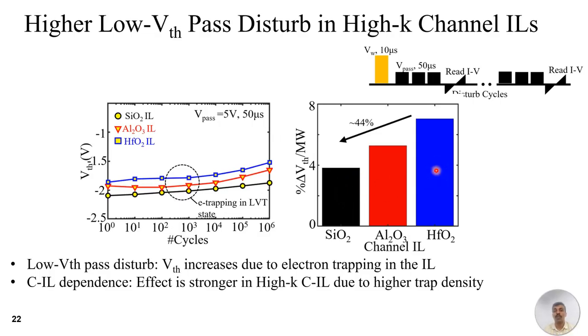The reason for this effect to be strong is the presence of higher trap density, which results in stronger electron trapping compared to SiO2 CIL, which has lower trap charges or trap density compared to HfO2 CIL. This suggests that if the CIL material has higher trap density or higher trap charges, that will result in higher electron trapping, which will increase the low VTH pass disturb.